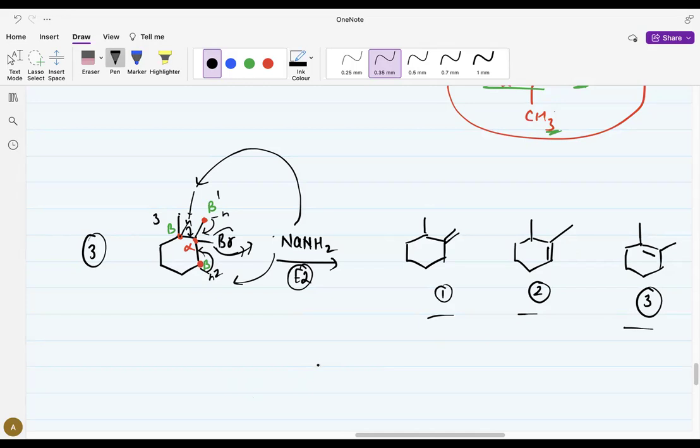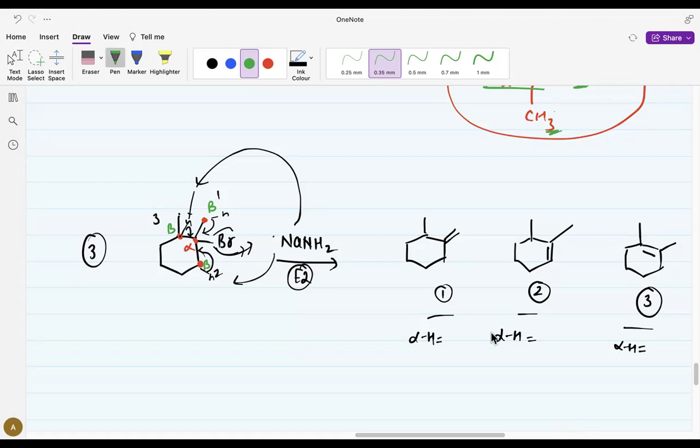Write 1, 2, 3. Write the answer. Count alpha hydrogen in all the three. Which one is the major product? Write in the chat box. The third one is the major product.